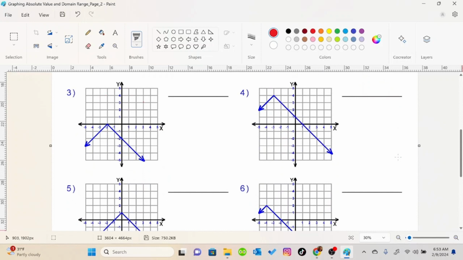Number 3. We start with y equals. This graph opens downward, so we need a negative absolute value of x. We see that it shifted left 2, so that's plus 2 inside the absolute value symbols. And it did not shift up or down, so we do not add or subtract anything outside the absolute value symbols. So our equation for number 3 is y equals negative the absolute value of x plus 2.